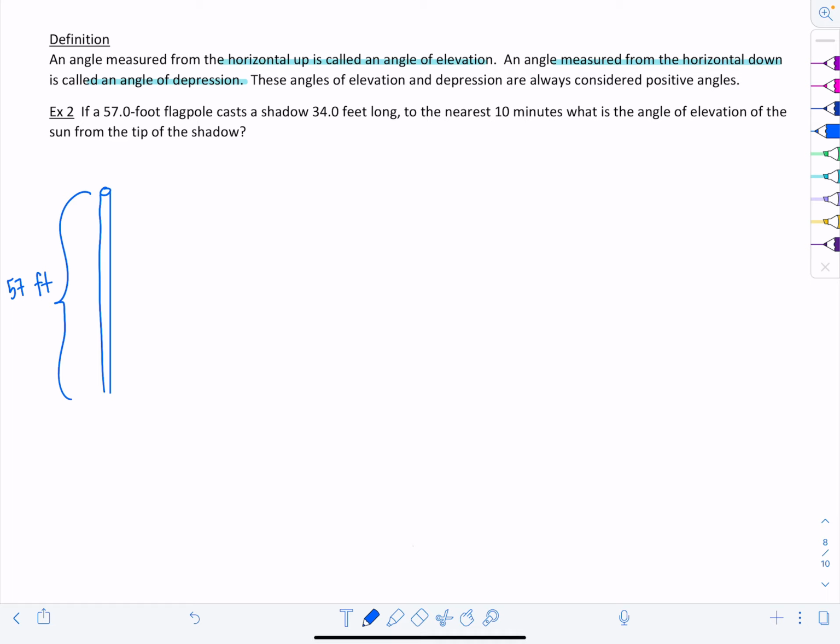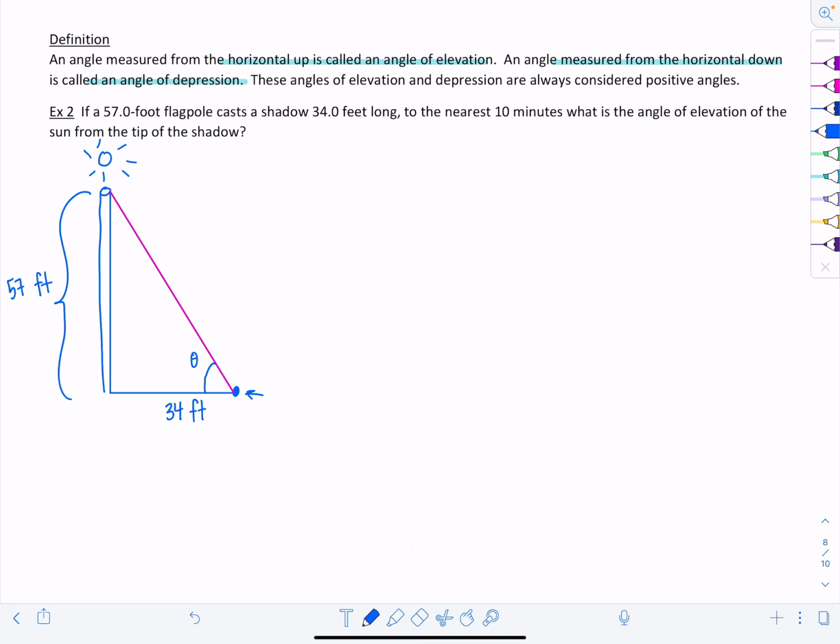Well, let me not draw it longer than the flagpole. So this is 34 feet. That's the shadow. It's asking, what is the angle of elevation of the sun? So the sun's going to be up here, directly above the flagpole, from the tip of the shadow. So from here, what is the angle of elevation of the sun? So what are they after? The angle of elevation is going to be this angle down here from the horizontal measured up.